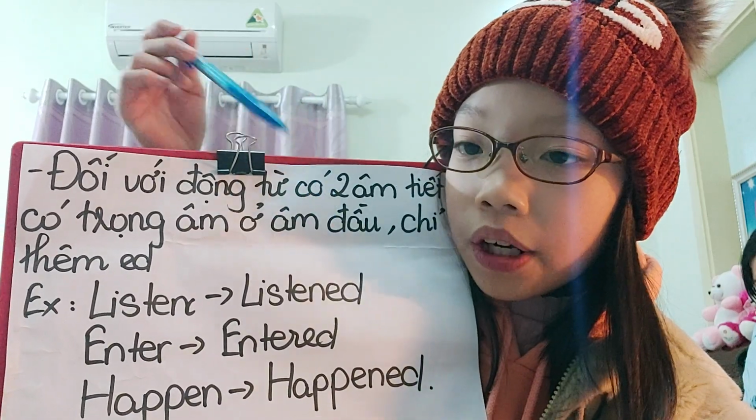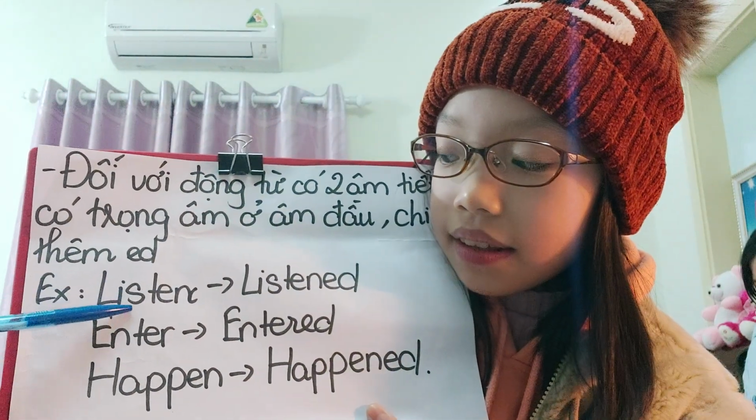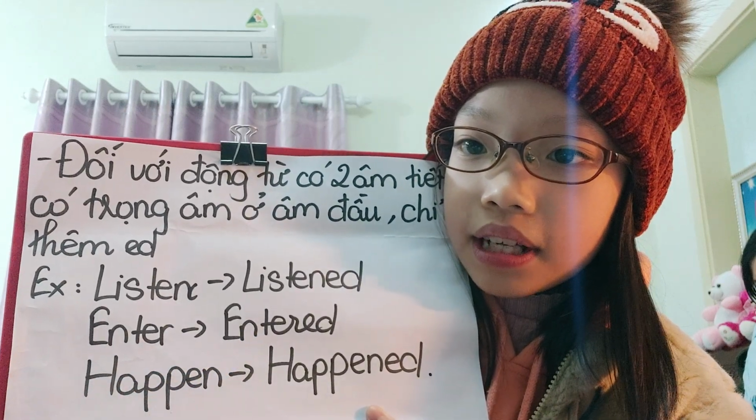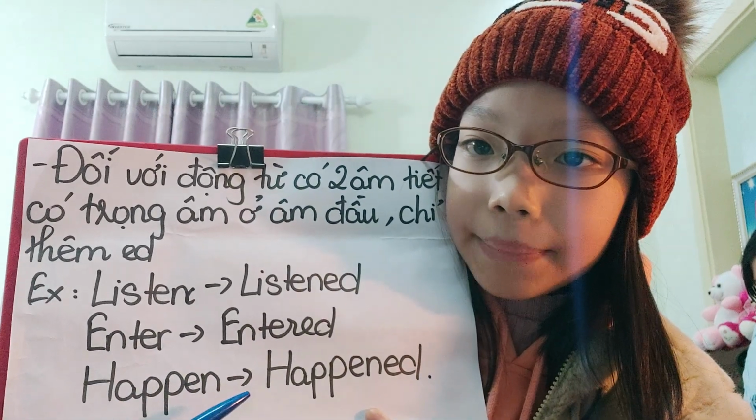Listen. Repeat all these words together. Listen, listened, enter, entered, happen, happened. So that we finished our rule number 2, and now it's time for rule 3.